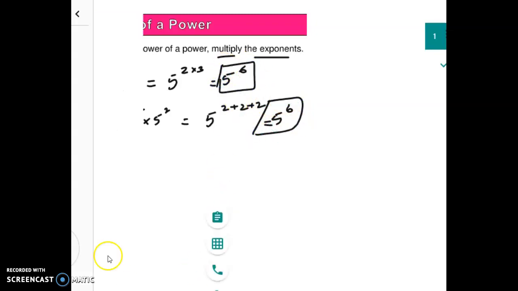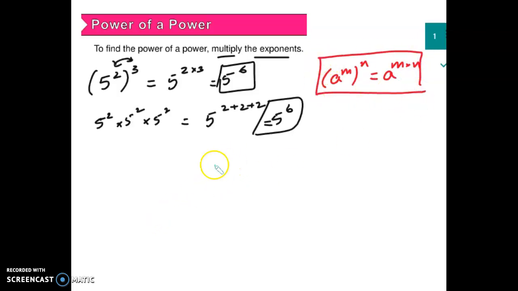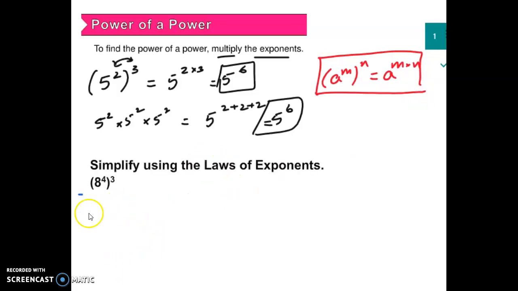So what is the rule for this one now? It's a to the m, to the power n. It's going to get a to the m times n. So this is the rule. When you have an exponent to the exponent, you have to multiply the exponents.